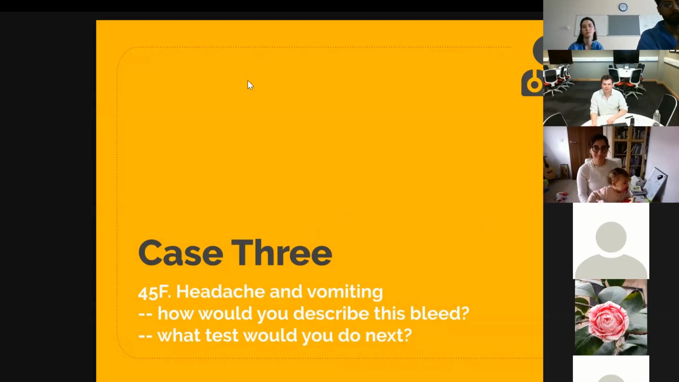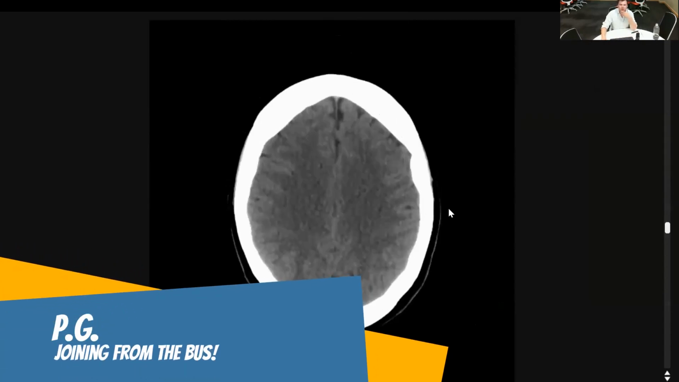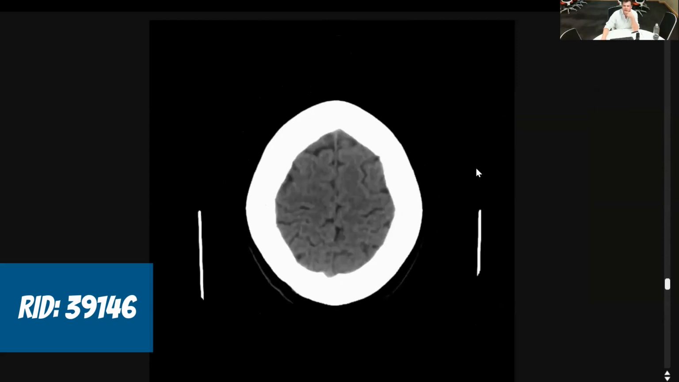Yes. Getting to have a go for this one. Okay. So young patient, headache and vomiting. We'll start at the top and work the way down. Yep. So we've got CSF.